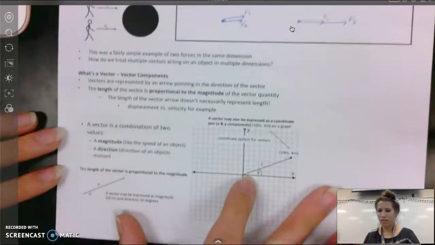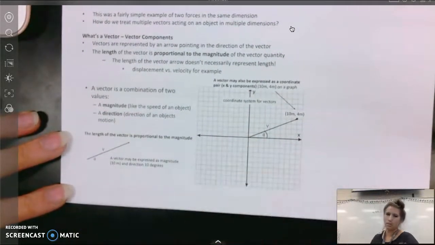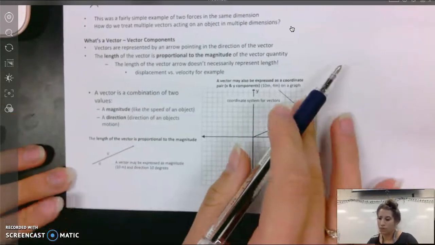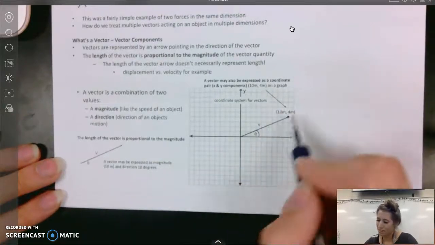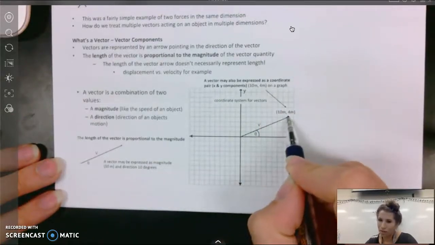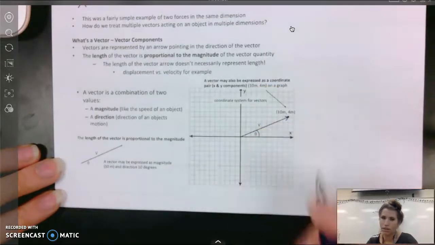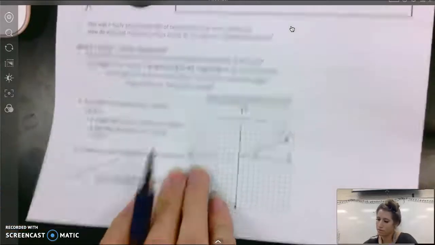Now this learning target 1 is all review. We went over vectors and adding vectors and all that before, so this should be review. First, this idea that a vector has both magnitude and direction, and the length of the arrow represents the magnitude, and then the degrees represent the direction of that component.